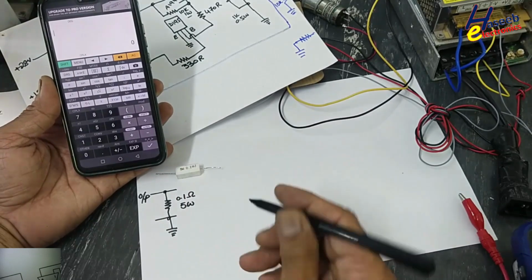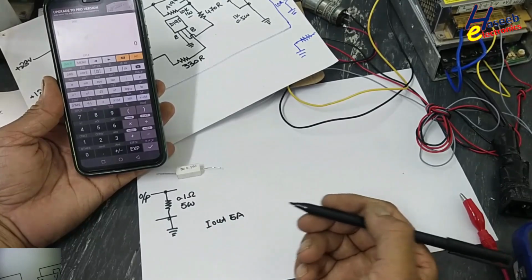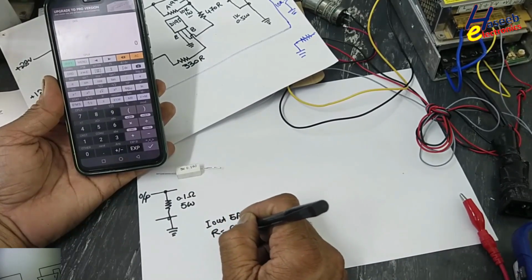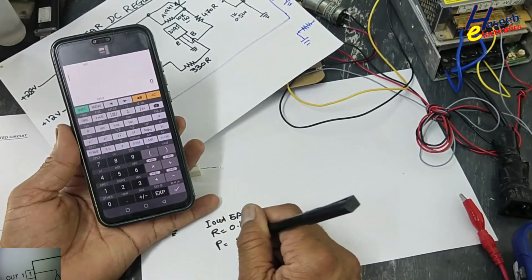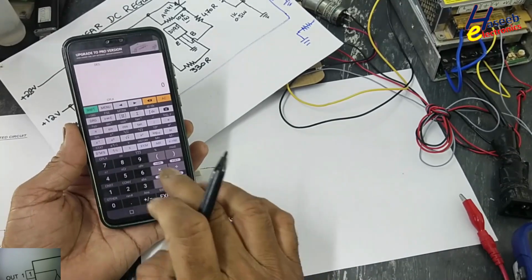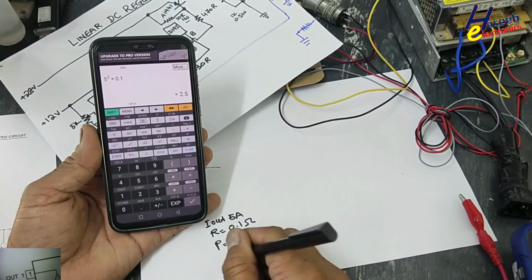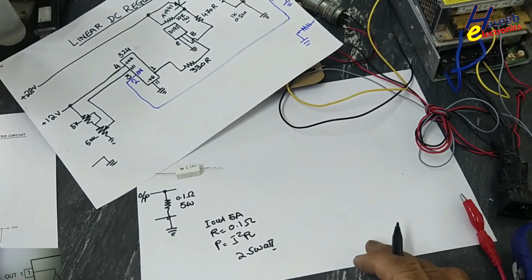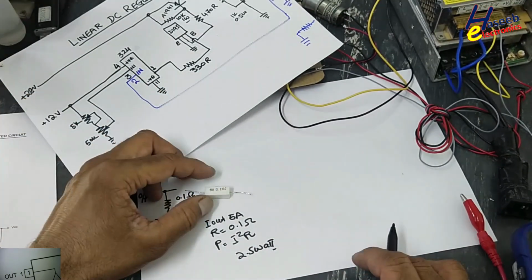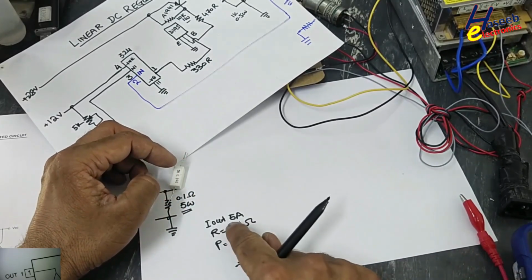0.1 ohm, 5 watt. Let's suppose we are considering an output current of 5 ampere. Resistor value 0.1 ohm. Its power rating P is equal to I squared R. 5 ampere squared multiplied by 0.1, so it will be 2.5 watt. So a 5 watt resistor will be excellent. We can use 3 watt, but the safe range is 5 watt for 5 ampere current.